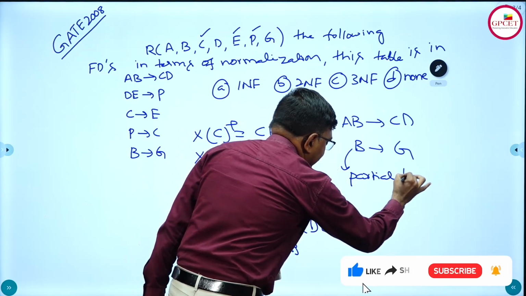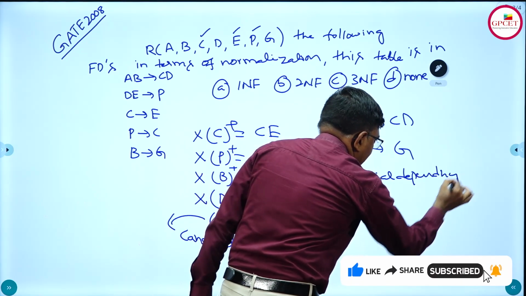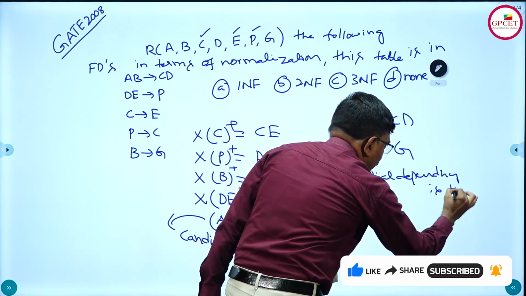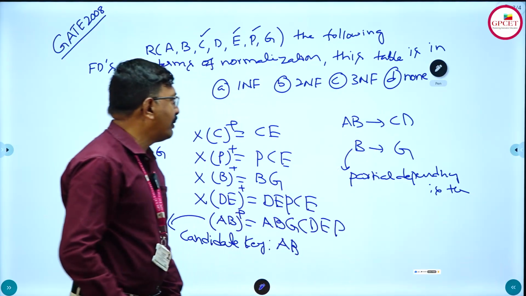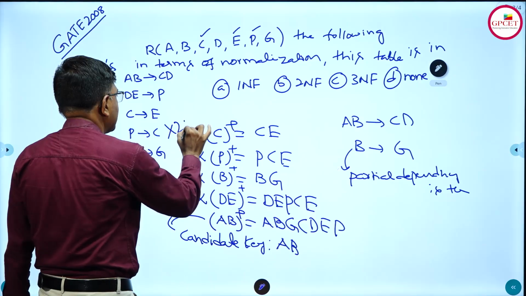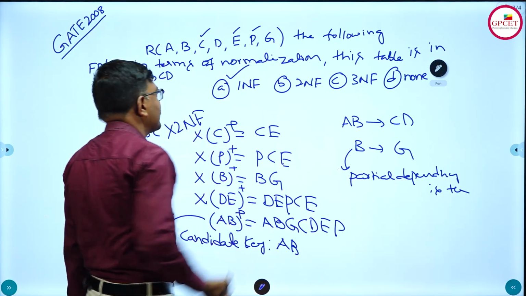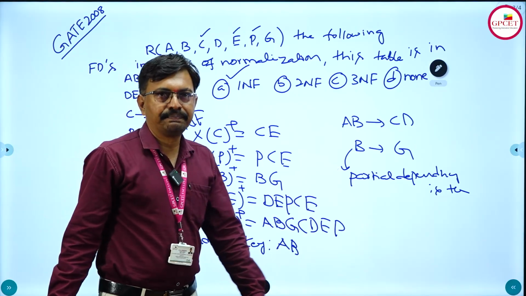Partial dependency is there. Okay, that is a drawback in second normal form. That's why the given relation is not in second normal form. It is in first normal form. The given option is the first option.